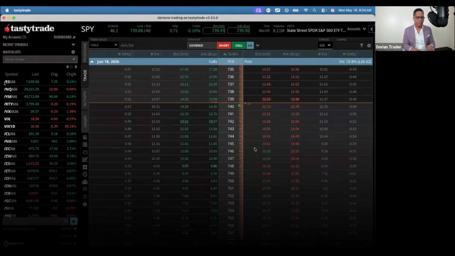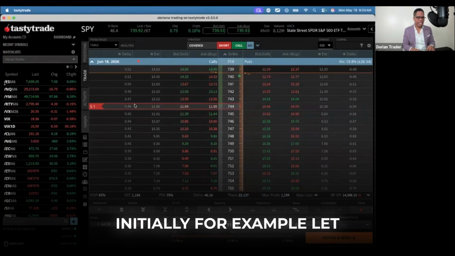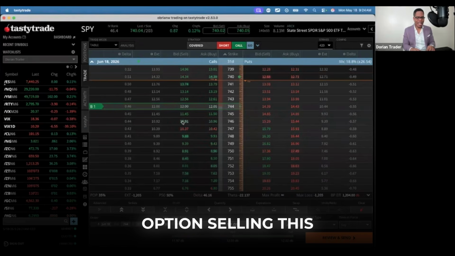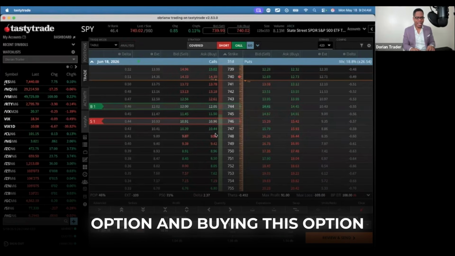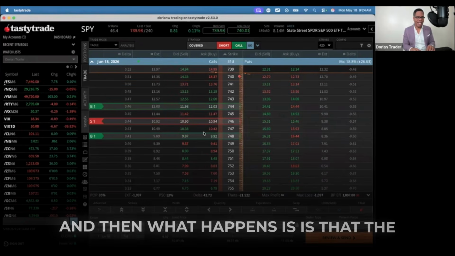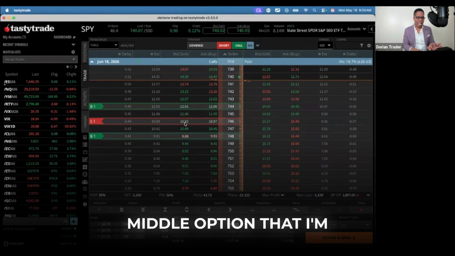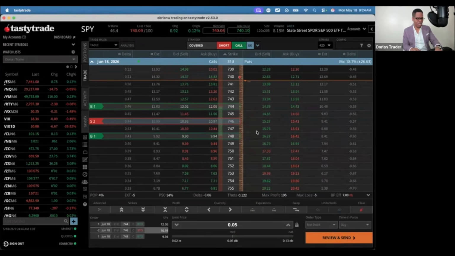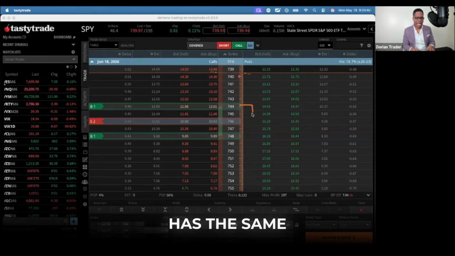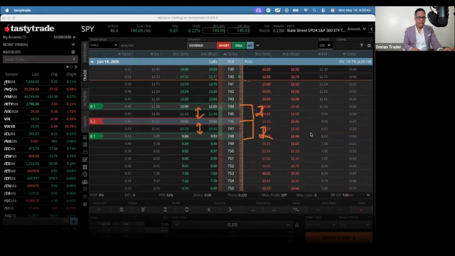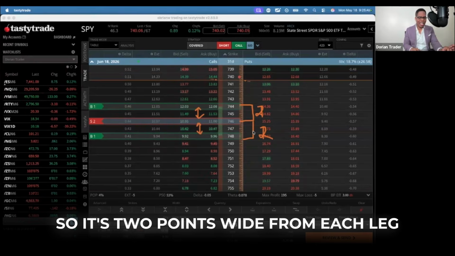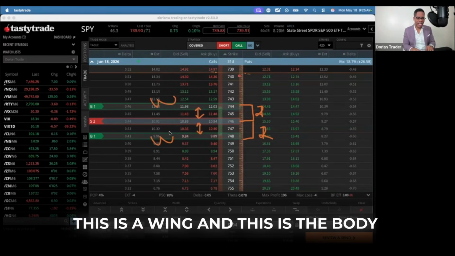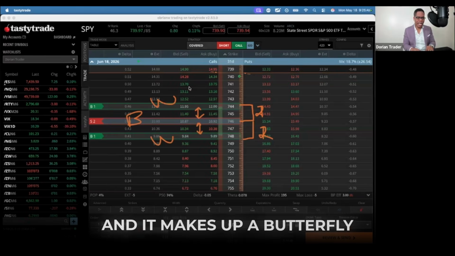I'm going to use the call side here. A traditional butterfly looks like this initially. For example, let's just say you are buying this option, selling this option, and buying this option. And then what happens is that the middle option that I'm selling here, you have two. So for the traditional butterfly, each option leg has the same distance between each other. So it's 2 points wide from each leg. This leg right here is the wing. This is a wing, and this is the body. And it makes up a butterfly.